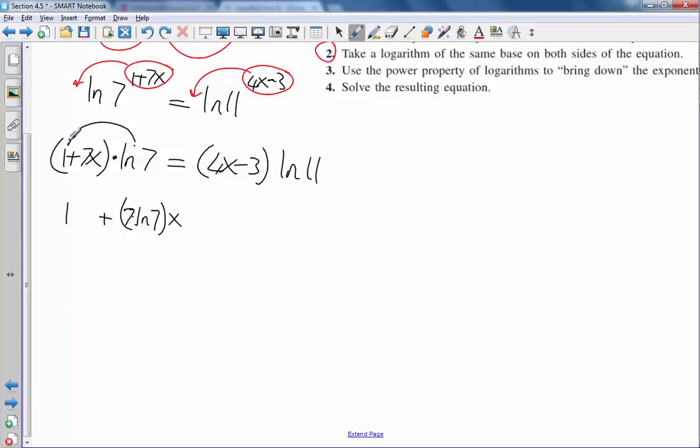Yeah, we need to multiply both with ln 7. So 1 times ln 7 is ln 7. Don't miss that part. And then 7 ln 7x, minus ln 11 times 4x, that's 4 ln 11x, and minus 3 ln 11. Okay?